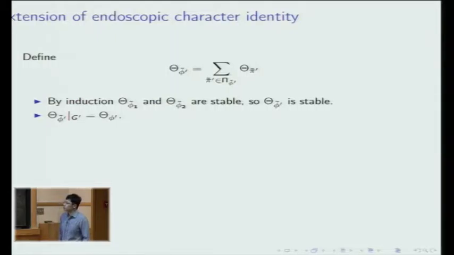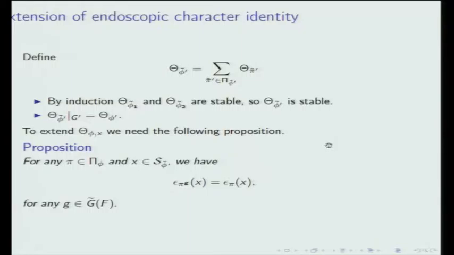So that's on the endoscopic group side. And on G, you also want to extend these characters to G tilde. And for that, we need the following proposition. This proposition tells you that if you restrict your X to SV tilde, which is a subgroup of SV, then those coefficients showing up in the endoscopic character identity will be invariant under the conjugation action by G tilde.